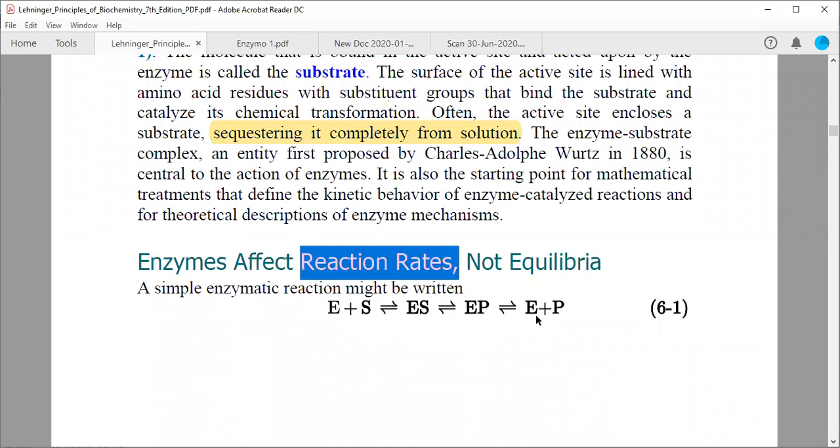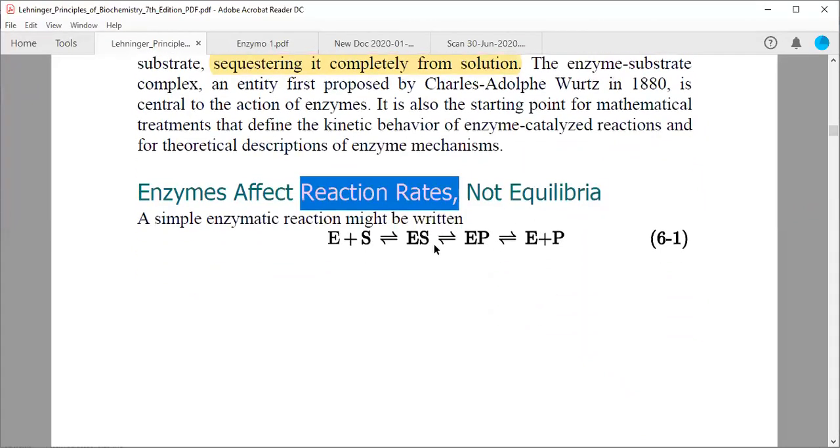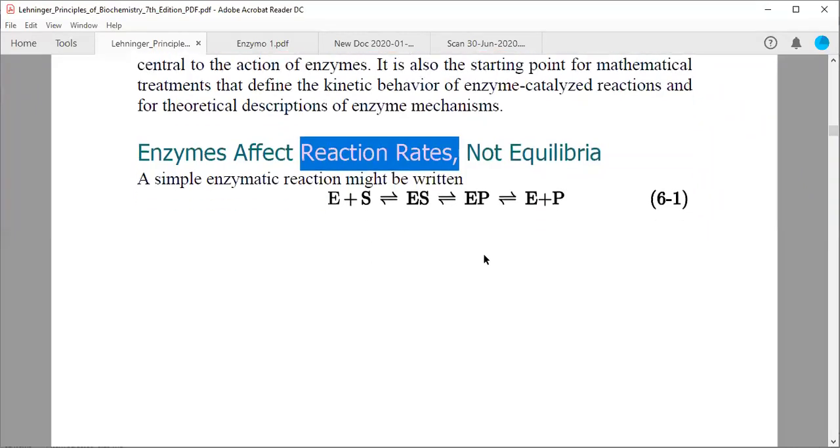So there is no effect on the enzyme when an enzyme-catalyzed reaction happens. So enzyme will not be modified in this particular reaction. This is a very important point to note. So the enzyme will remain unchanged. Also the equilibrium of this particular reaction will remain unchanged.